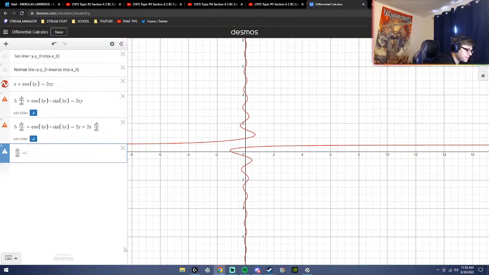It's equal to negative cosine of 5y plus sine of 5y plus 2y all over 5 minus 2x.